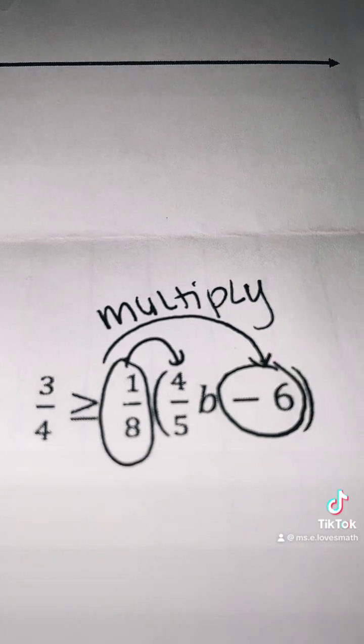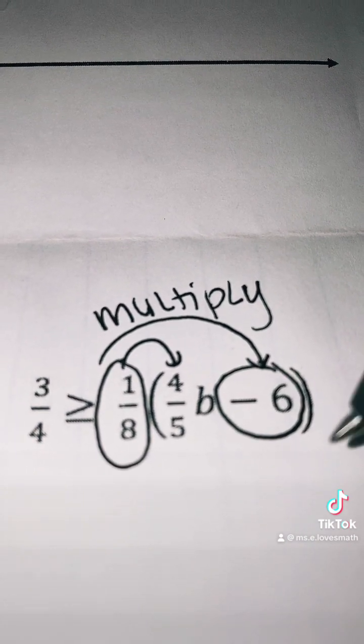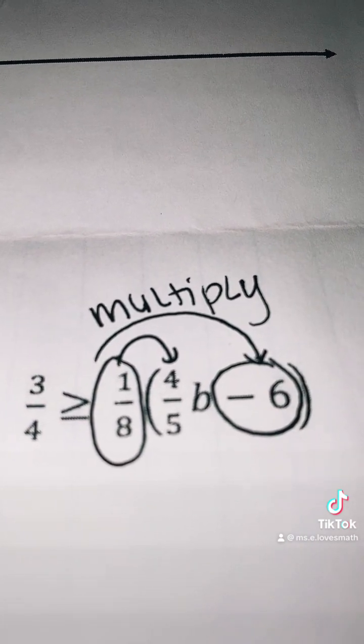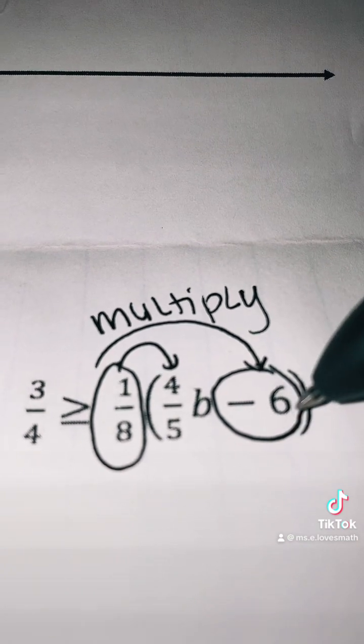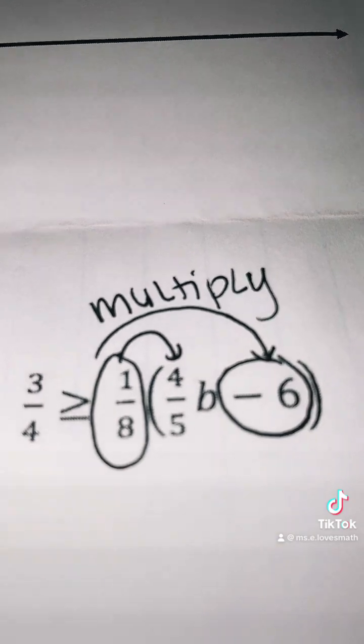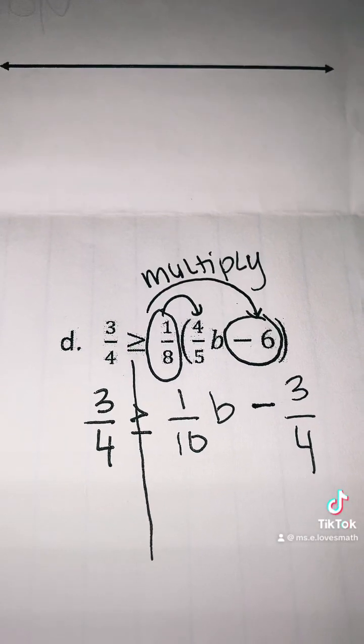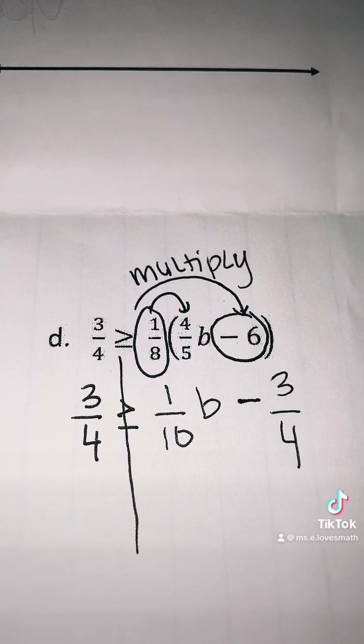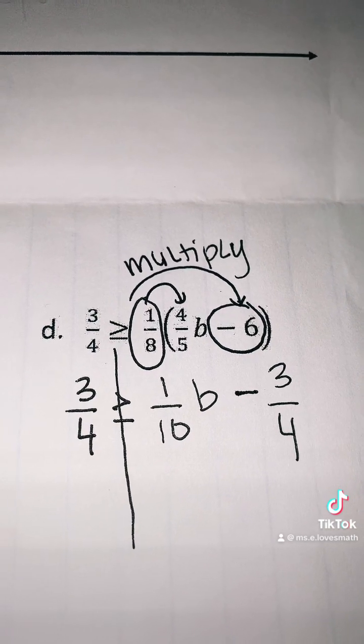As you can see, there is a subtraction sign here. That subtraction sign goes with the number that follows it. So 6 is the number that follows it. So minus 6 is the same thing as negative 6. Once we distribute, we end up with 1/10 b minus 3/4.